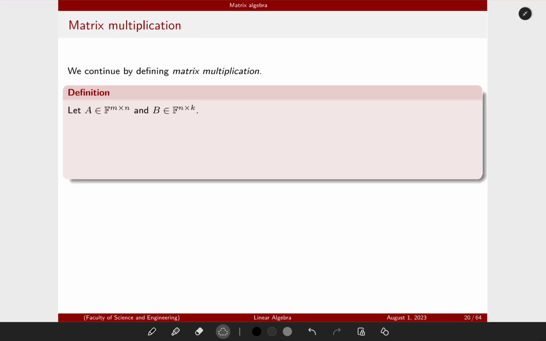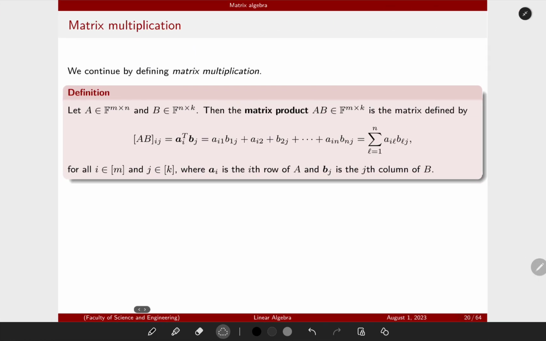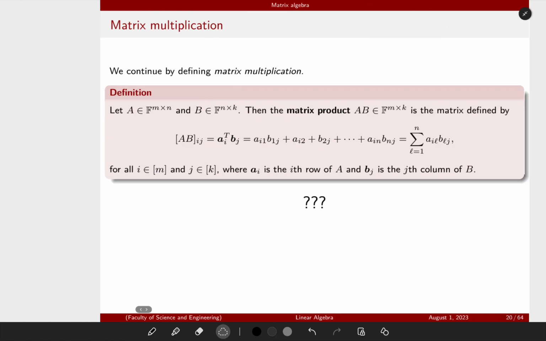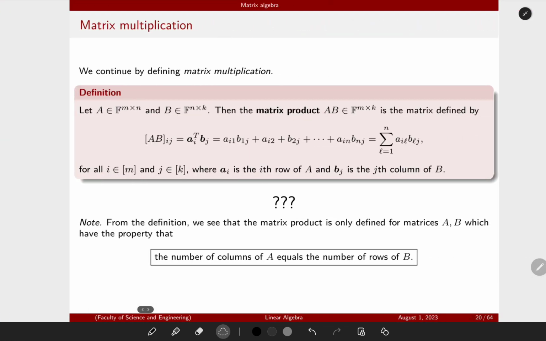So let A be in F n by n and B in F n by k. Then the matrix product AB in F n by k is the matrix defined by this mess here. So basically what we do is we take the ith row of A and the jth column of B, and we take their scalar product, and we say that is the ijth entry of AB. So I think it is better to see an example of this, because this is quite a hefty definition, and you might want to pause the video here and read over it again. So yes, this might cause some question marks.